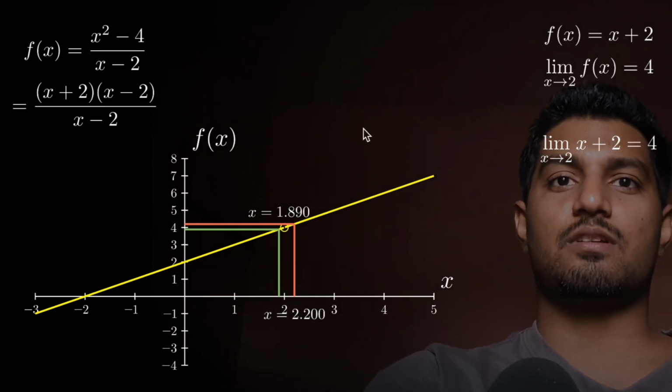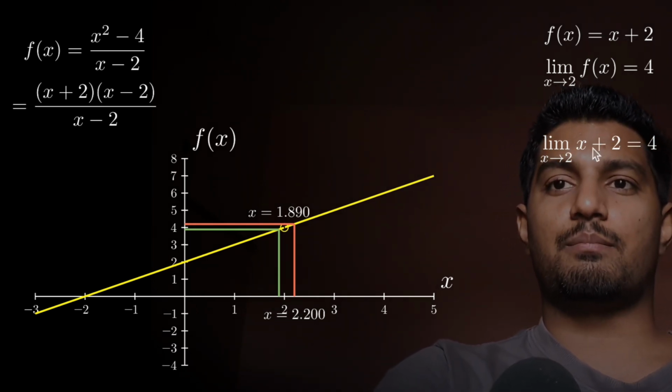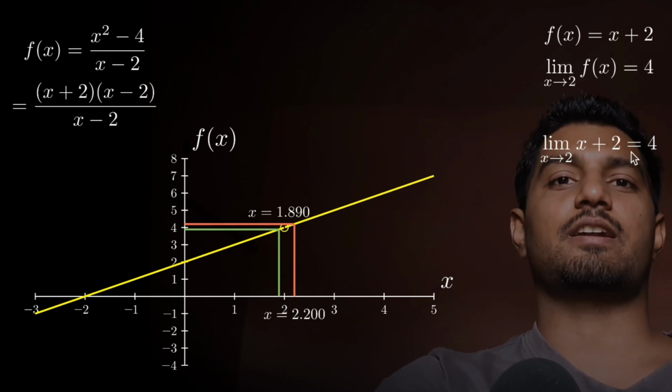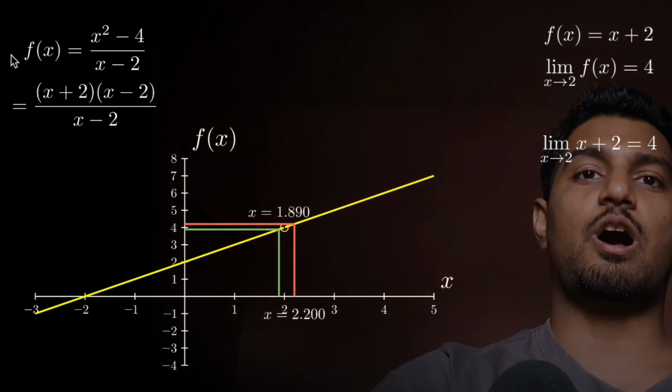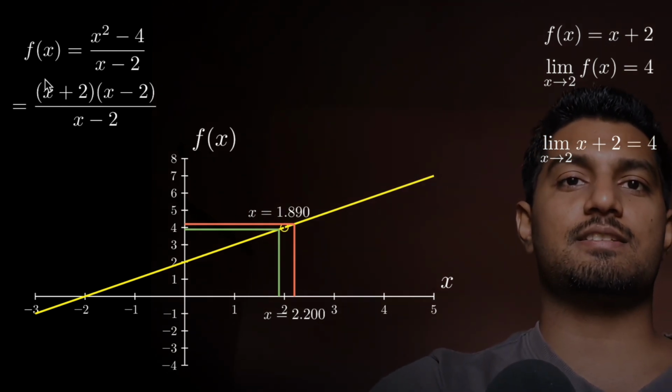Although they are both the same equation, this and this are still different. This equation says there is no solution at 2. So how can we write it? We can write over here limit x tends to 2 whenever.